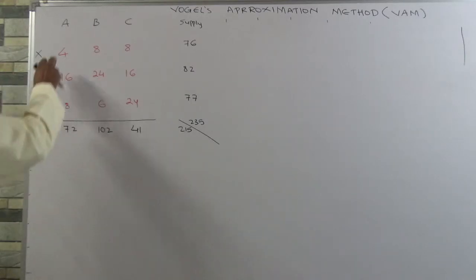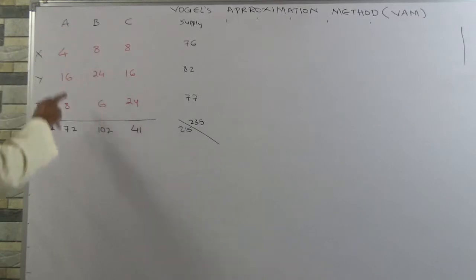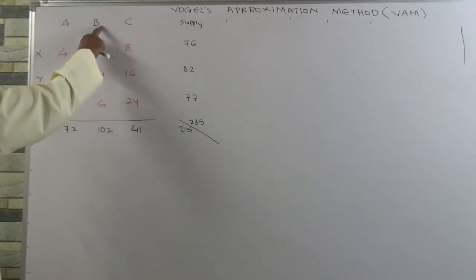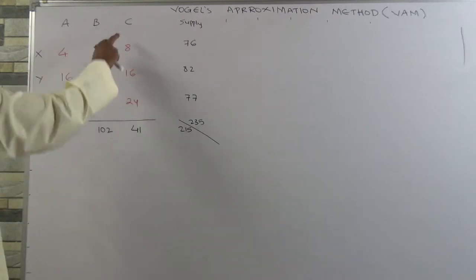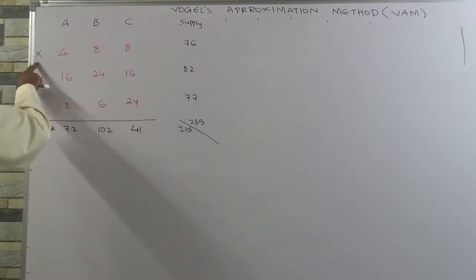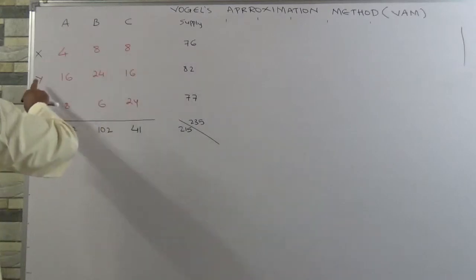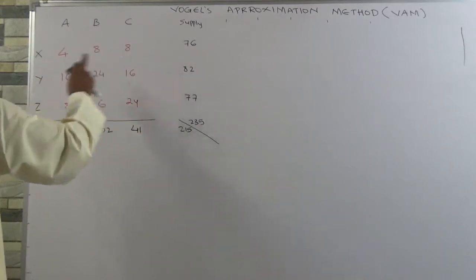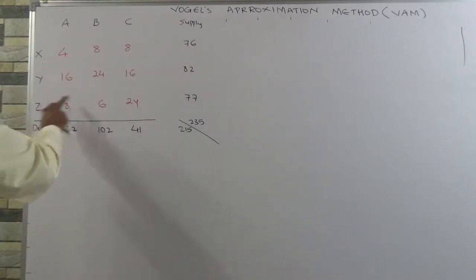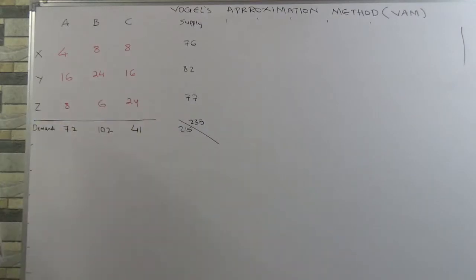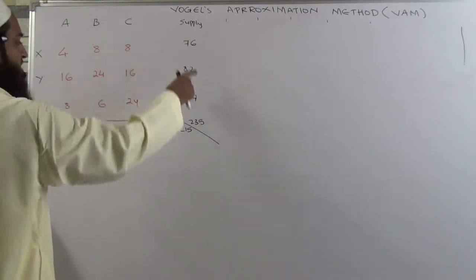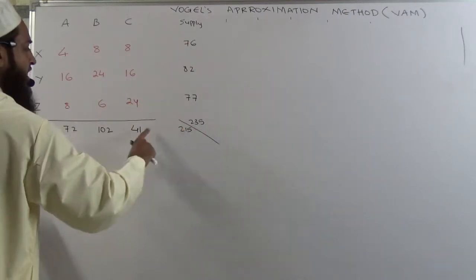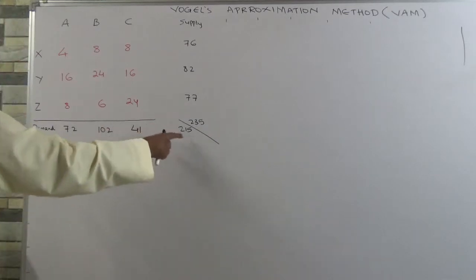The ones in the red are the per unit costs. These are the demand. The demand of warehouse A is 72, the demand of warehouse B is 102 units, and the demand of warehouse C is 41 units. Plant X can supply 76 units, plant Y can supply 82 units, and plant Z can supply 77 units. Fair enough? Okay. So if you see, this is an unbalanced transportation problem because the supply is 235 units and the demand is 215 units.